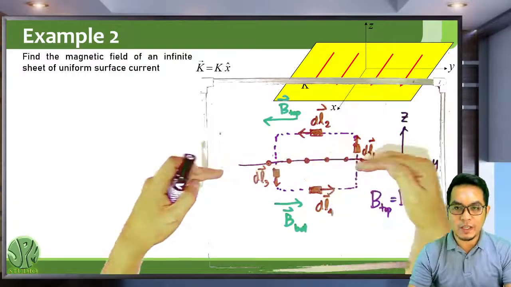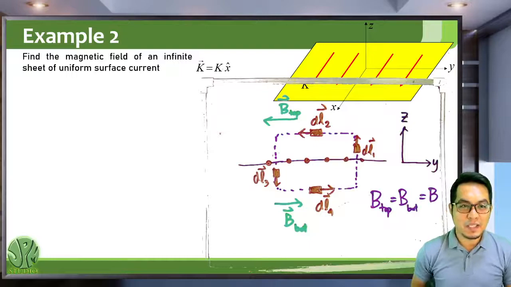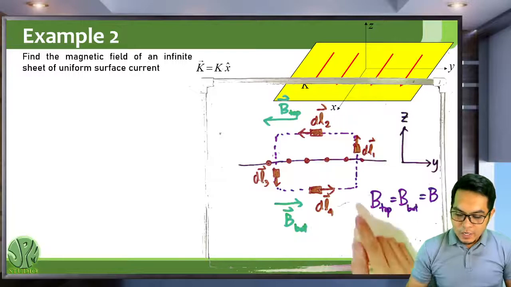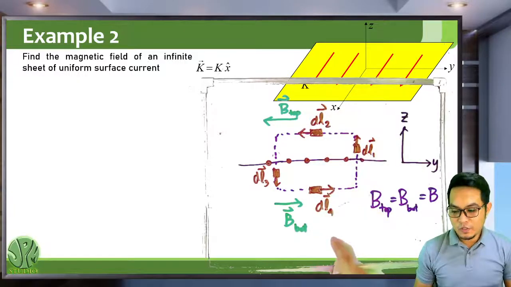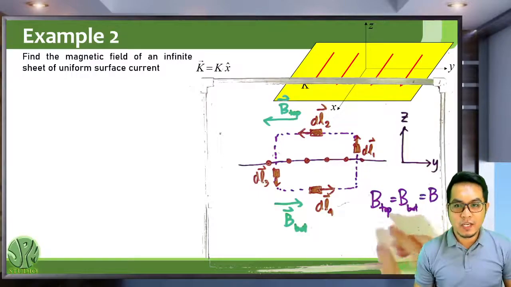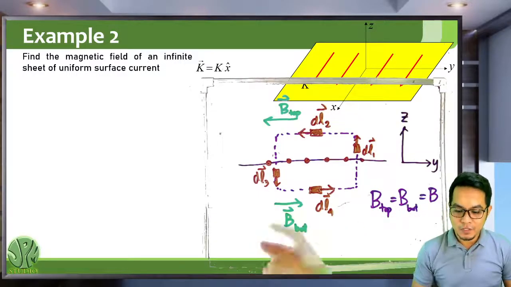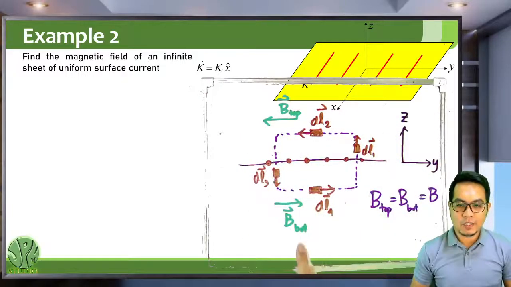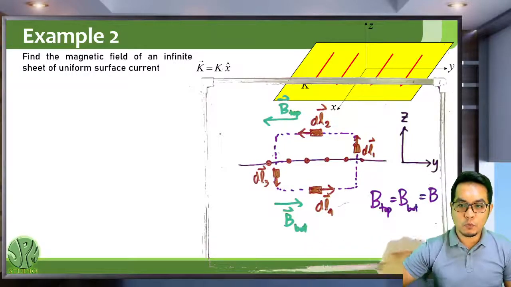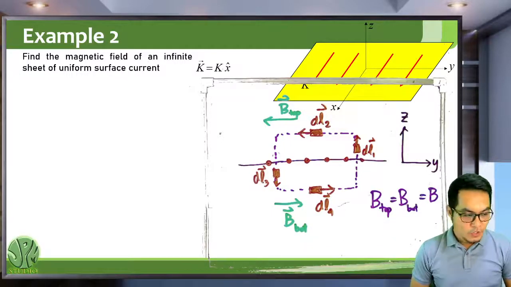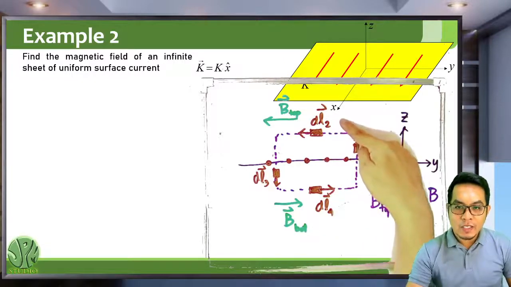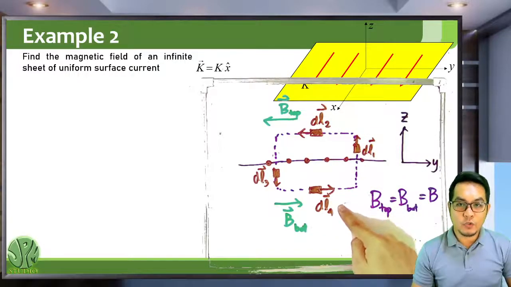Take note, this is an infinite sheet of charge, so it basically has no ends. The magnetic field at the top and at the bottom have the same magnitude, say B, but they differ in direction. At the top, the direction is towards the negative y axis, and at the bottom, the direction of the magnetic field is towards the positive y axis. So if we use Ampere's law, the product of B dot dl, then only dl2 and dl4 will contribute.